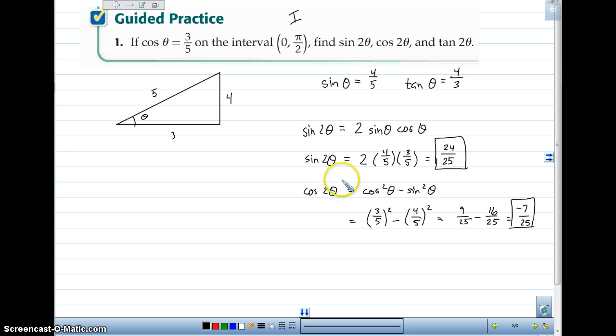And then lastly, again, the easiest way to solve for tangent 2 theta, we'll just do the simple method. Since you already have sine and cosine, you might as well just do sine over cosine. So I'd do 24/25 divided by negative 7/25. Keep, change, flip, you end up getting 24 over negative 7.